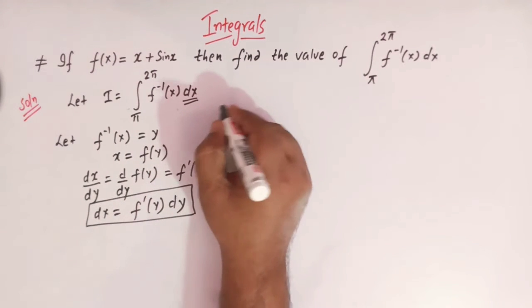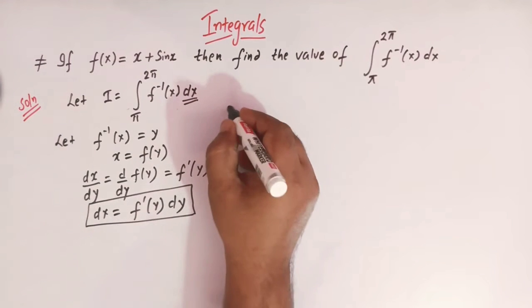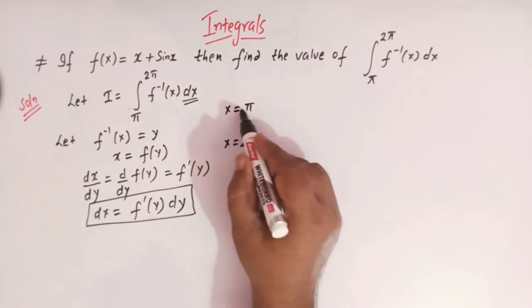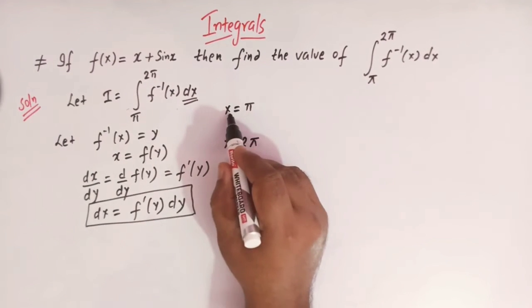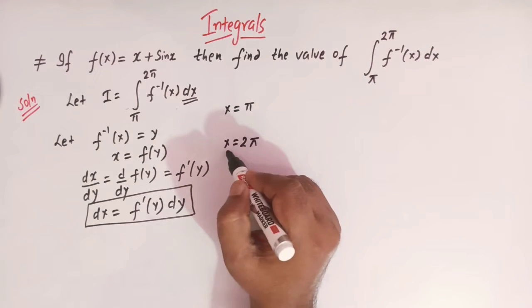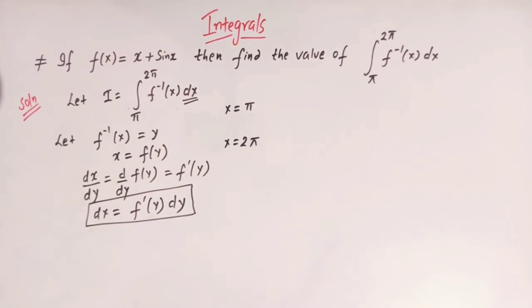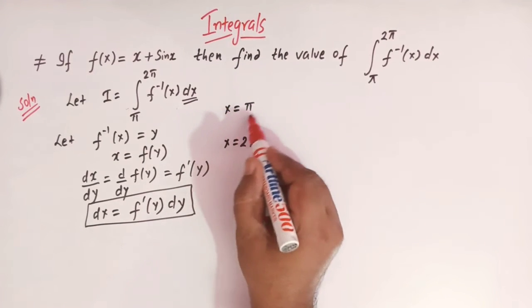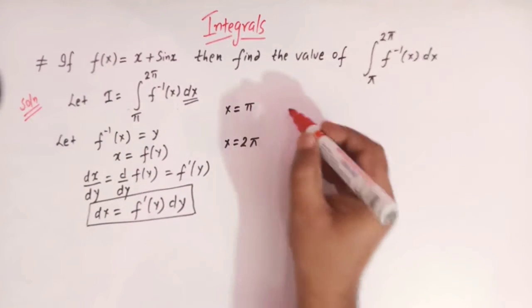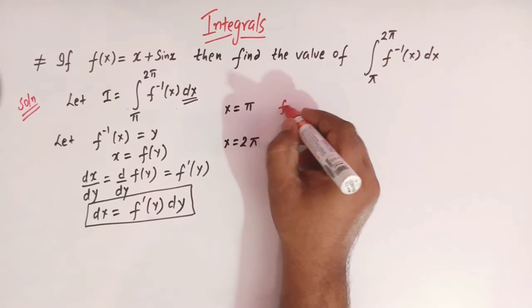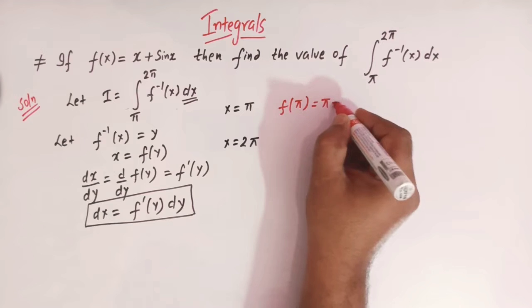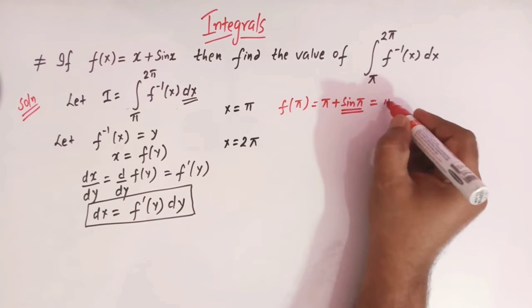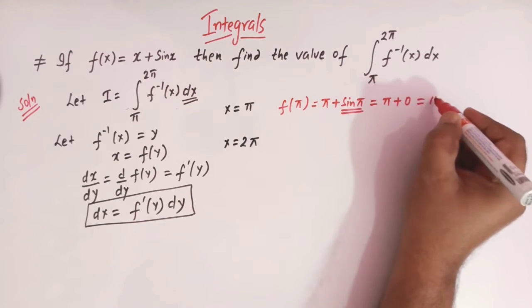So here the limits vary from pi to 2 pi, that is x is equal to pi and x is equal to 2 pi. So we have to find the value of y when x is equal to pi, and when x is equal to 2 pi, what is the value of y. So now when x is equal to pi, let us substitute this value in this function and see what we get. We'll get f of pi is equal to pi plus sine pi, and the value of sine pi is 0. So we have pi plus 0 is equal to pi.